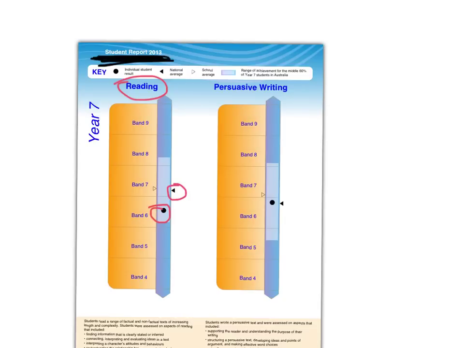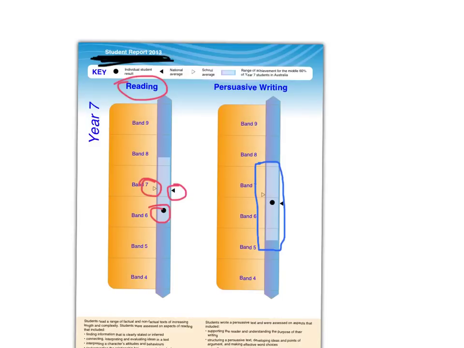The little black triangle here is showing you what the national average was for Year 7 students in reading, and the open triangle, or the white coloured triangle here, is showing you what the school's average was for reading for Year 7. The other thing that these graphical results will show you is where you are at compared to the rest of the state. So this light shaded box about halfway in the graph line there shows you that that's the range that the middle 60% of students, Year 7 students in Australia, actually achieved.